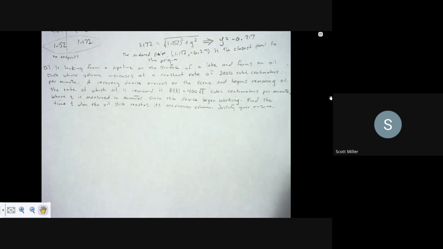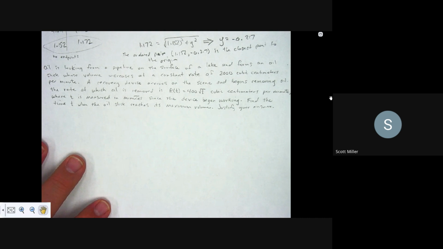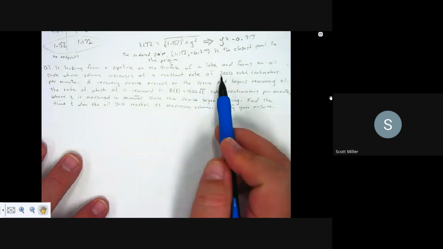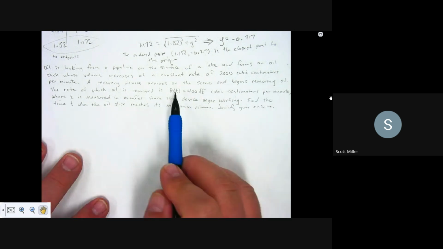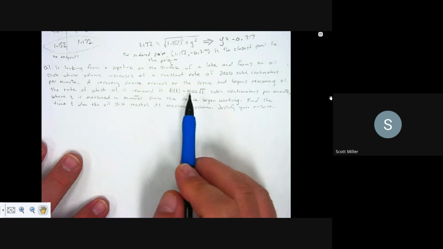The volume of the oil slick is a function that depends on time, so we have V(t). For the maximum of V(t), we need to find the time when the rate of change of the volume is 0 and is changing from positive to negative, and consider the endpoints. Then V'(t) is given as a rate in of 2,000 cubic centimeters per minute and a rate out of R(t). So we have oil coming in at 2,000 cubic centimeters per minute and a rate out right there.